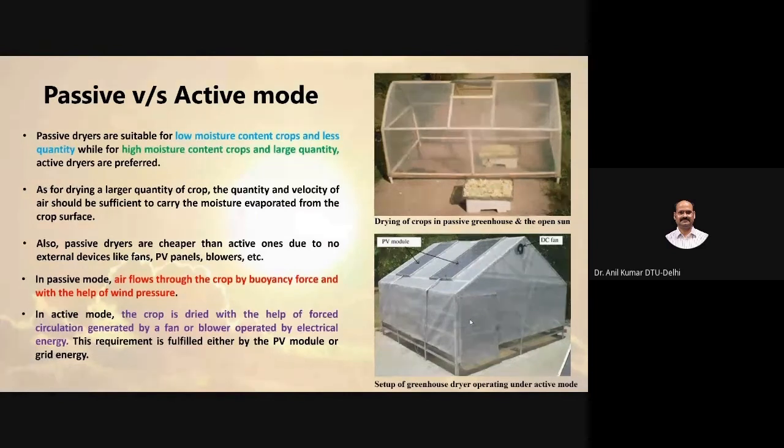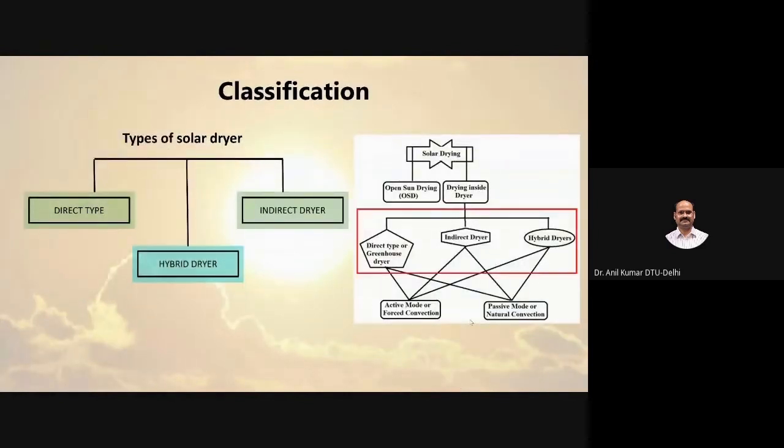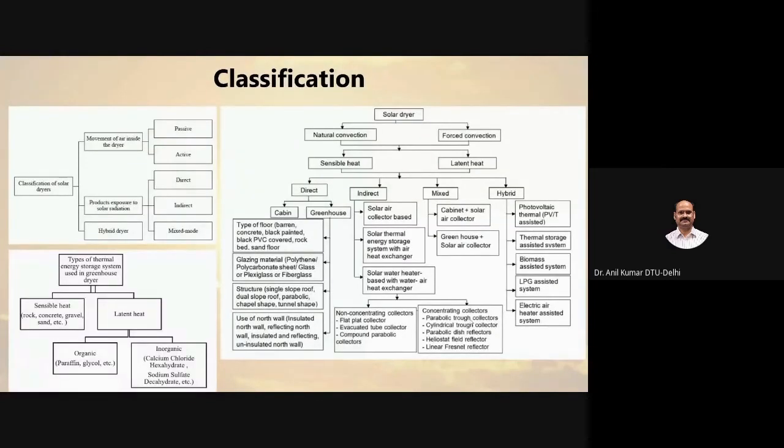Okay. So now direct, indirect, hybrid, this is over. In the broad way, just look over here. The movement of the air inside is passive and active, and the product exposure is direct, indirect, and the hybrid or mixed mode. This is the broad way you can classify the natural convection mode and the forced convection mode, and further the sensible heat storage and the latent heat storage.